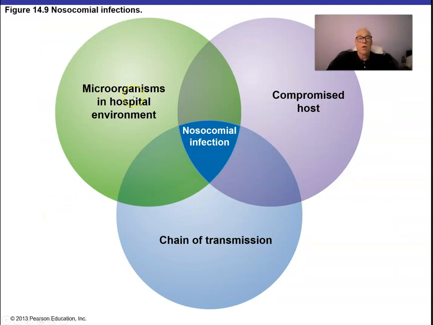So you have microorganisms in the hospital environment that are present. You have a compromised host. Someone came in there probably sick or had a surgery or trauma, and now there's that susceptibility. Then you have a way of transmitting. So someone who handles one patient that has a microorganism already is now going to handle that other patient. You have a mechanism for transmission, a chain of transmission. Now you have nosocomial infection.